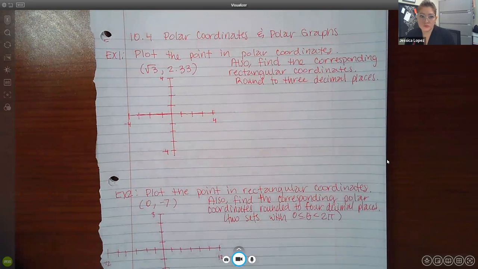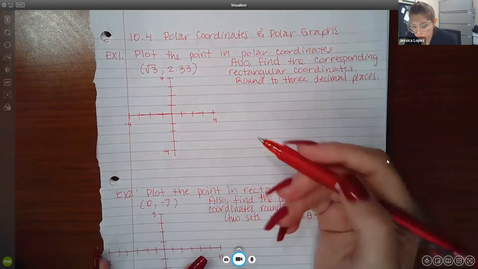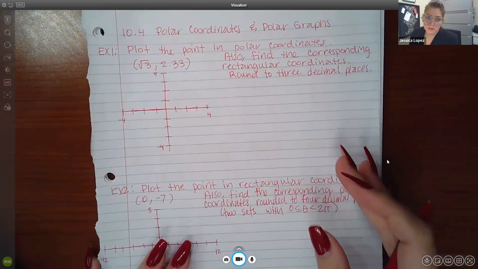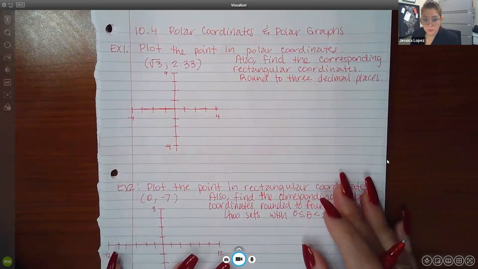Okay, so here for example one, it says plot the point in polar coordinates. And then it also wants us to find the corresponding rectangular coordinates and round our x and y values to 3 decimal places, okay? So the first thing we need to do is understand how we plot the point in polar coordinates.